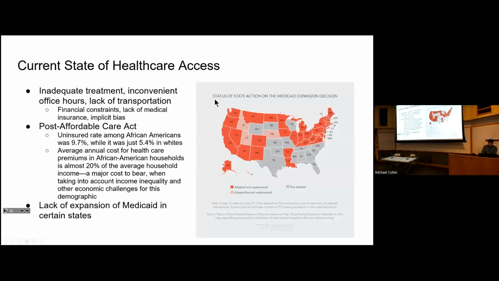We see here that, firstly, the average family spends $8,200, or 11% of their family income per year, on healthcare premiums as well as out-of-pocket costs. As we see here, post-Obamacare, the average annual cost for healthcare premiums in African-American households is greater, almost 20% of their average household income to bear, which is a major cost to their family, and this takes into account income inequality and other economic challenges.